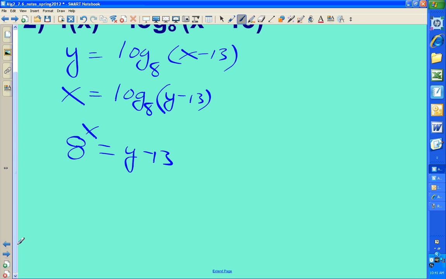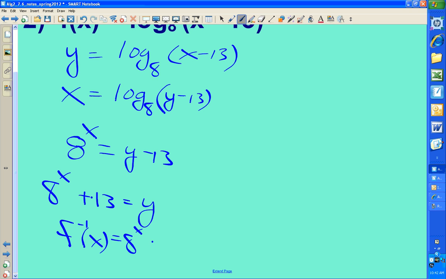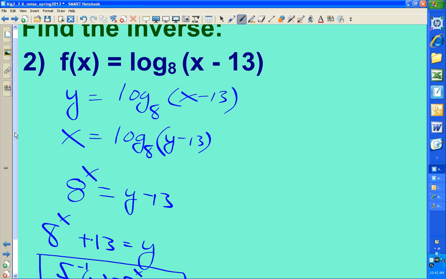If you solve for y, what do you do? Add 13. Be careful, it doesn't get added to the x, it gets added to the side. So f inverse of x is going to equal 8 to the power of x plus 13. The 13 is not part of the power. So that's what we're looking for, the inverse. Okay? Question on that?